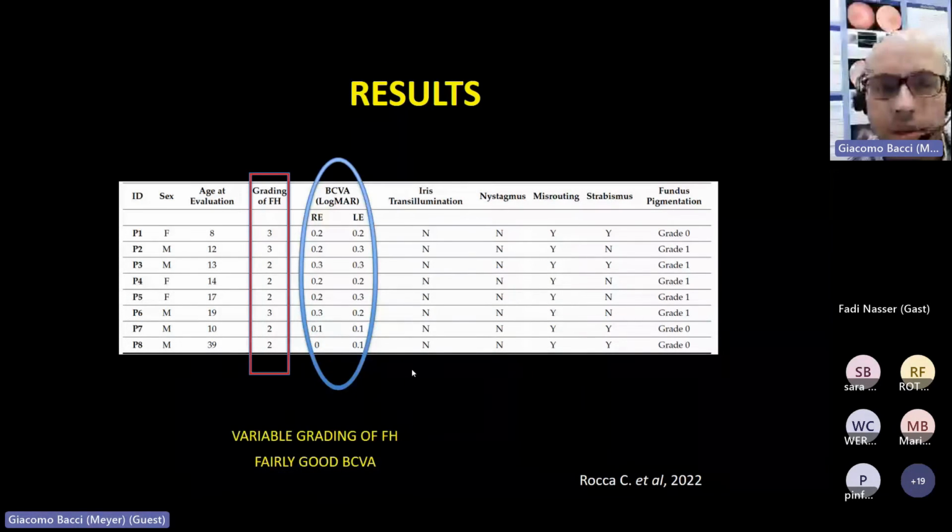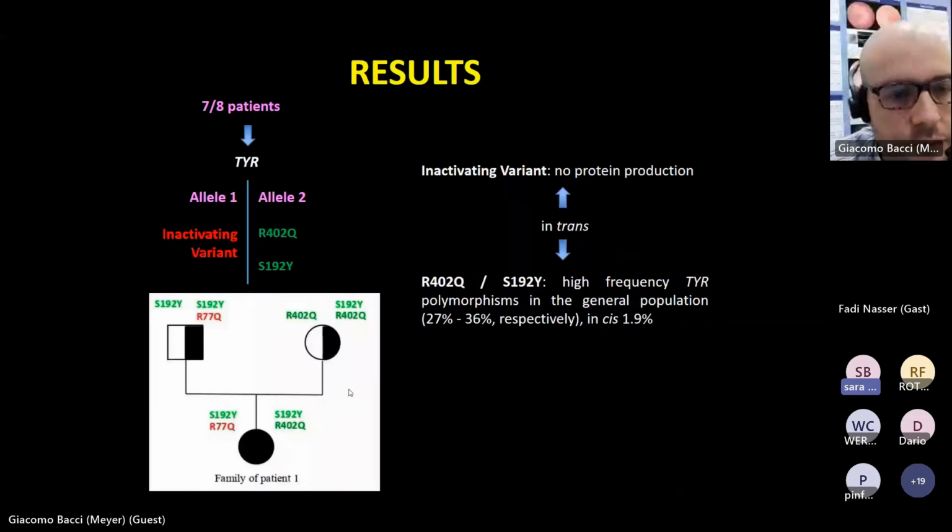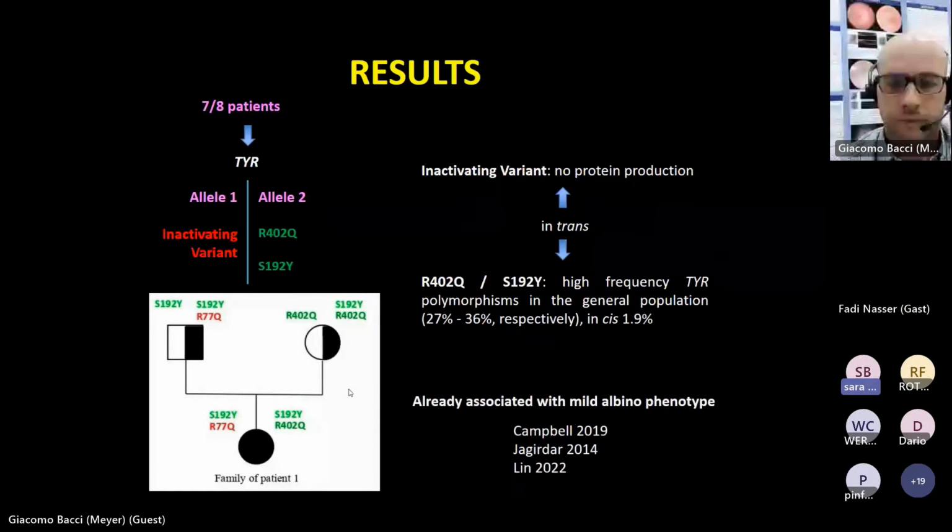And this is the result of the genetic part. Please, Sara, can you show this? Yes, so in all of our patients, by molecular analysis, we could demonstrate mutations in TYR, and more specifically, 7 out of 8 patients showed a specific allele with a specific genotype that is already known in the literature to be associated with OCA type 1b.